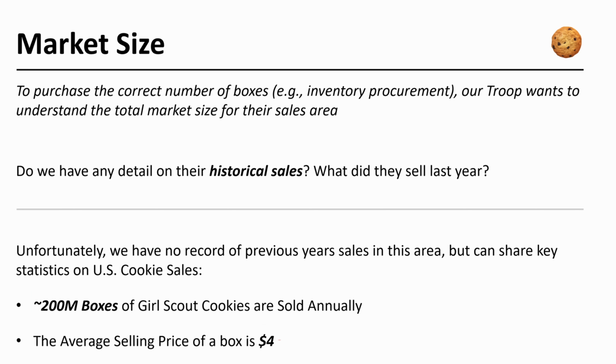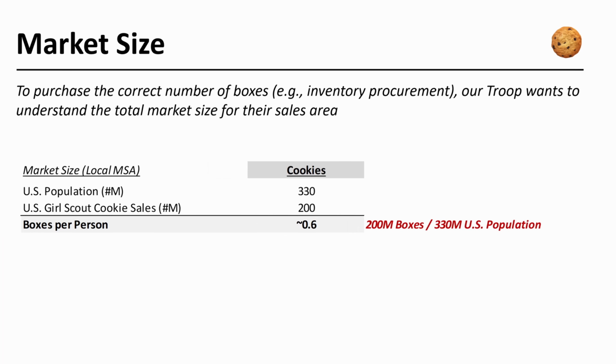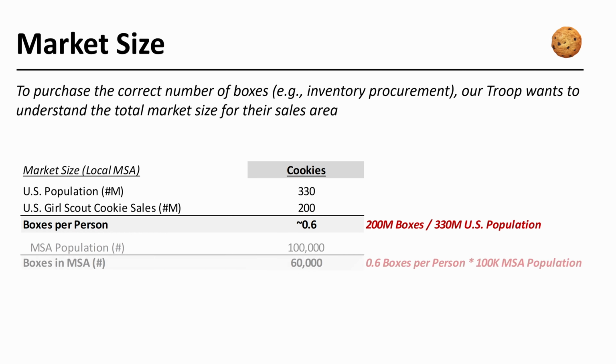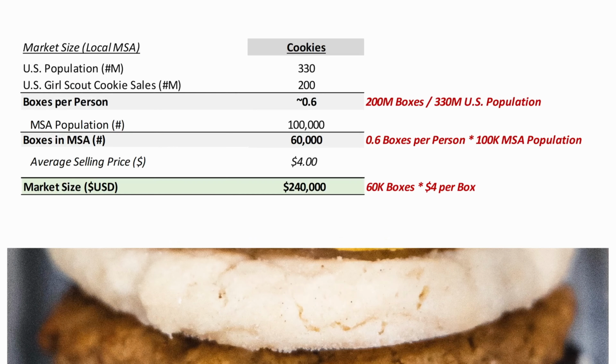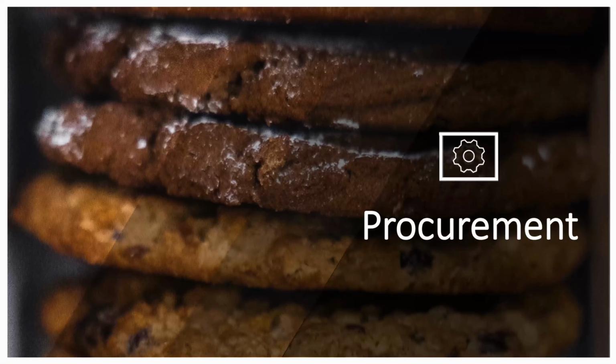So in order to estimate the market size for our MSA, we can take the total number of boxes sold of 200 million and divide it by 330 million, the US population, to arrive at 0.6 boxes per person in the United States. Next, we can take the population of our MSA, 100,000, and multiply it by 0.6 boxes per person to get roughly 60,000 boxes we expect to sell this year. Then take 60,000 multiplied by $4 per box to get a market size of $240,000. So now that we understand our total market size, let's dive into procurement.